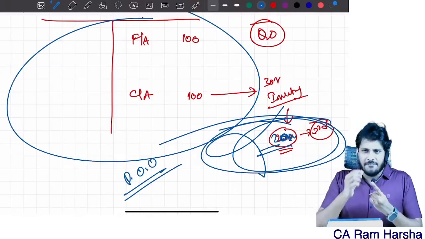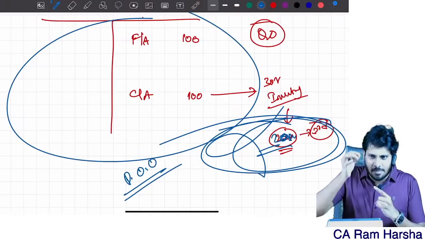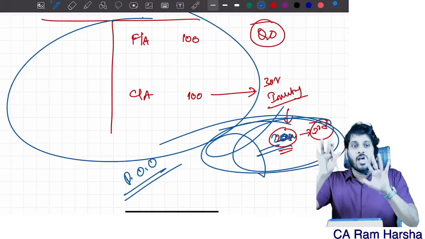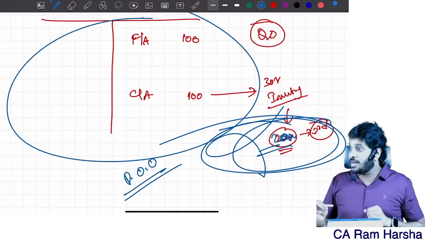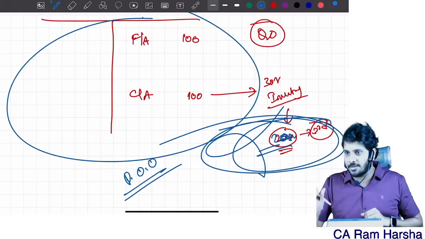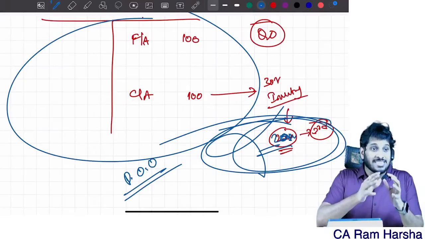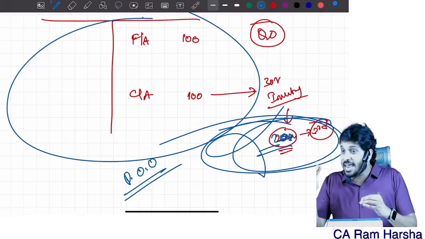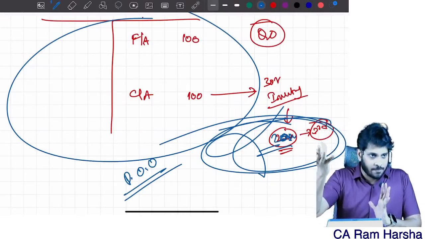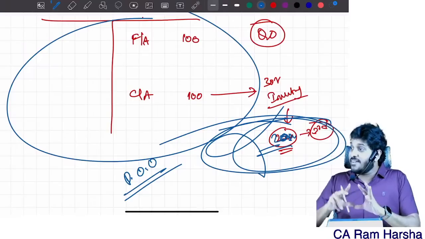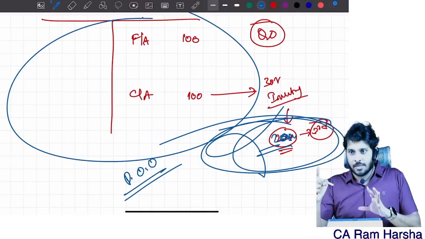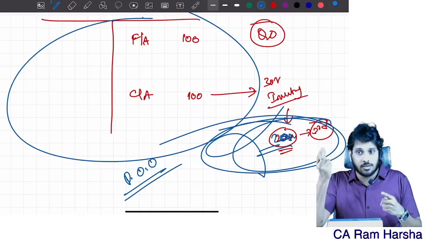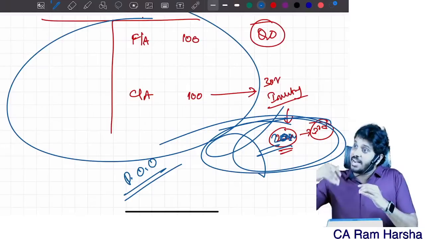Understood? Disclaimer of opinion does not come when you find a material mistake. Disclaimer of opinion will be given generally for non-availability of evidence, and that too when the evidence is material and also pervasive. Qualified opinion also will be given when evidence is not available, but where the evidence is material but not pervasive.